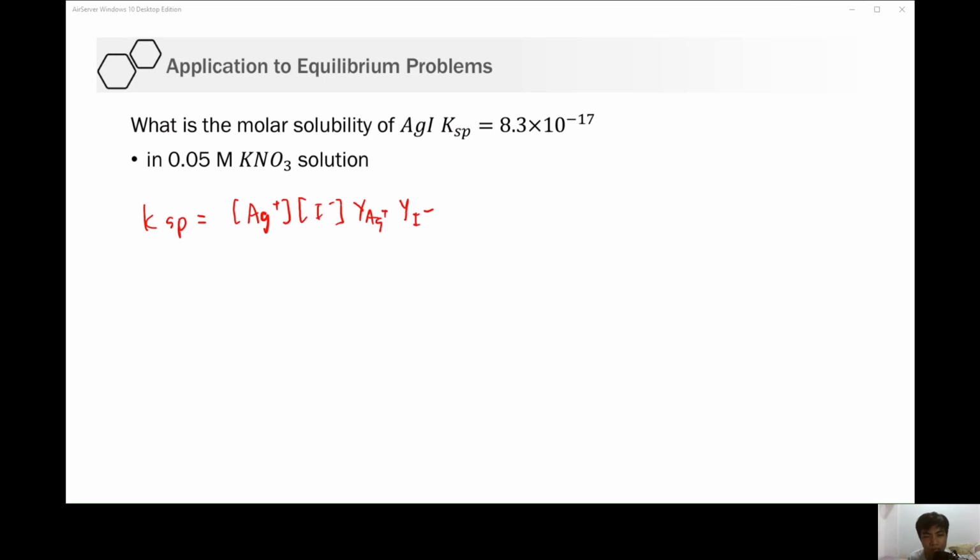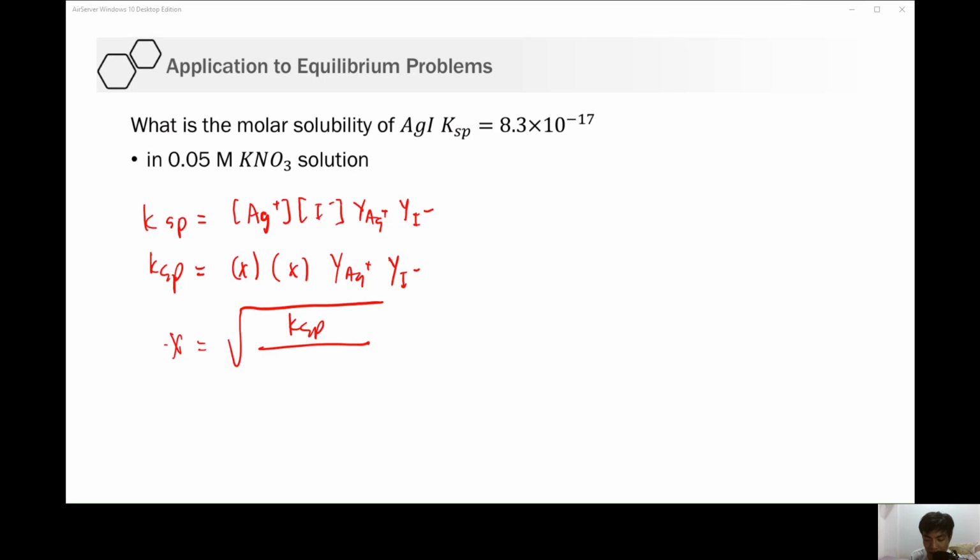Okay. Using an ICE table, we know that at equilibrium, the concentration of silver and iodide is X. So we have X here and another X here, with gamma Ag plus and gamma I minus. To solve for the value of X, that is just the square root of Ksp divided by gamma Ag plus times gamma of iodide ions. I want you to solve for this on your own. However, this is the correct equation to solve for the molar solubility, including gamma.